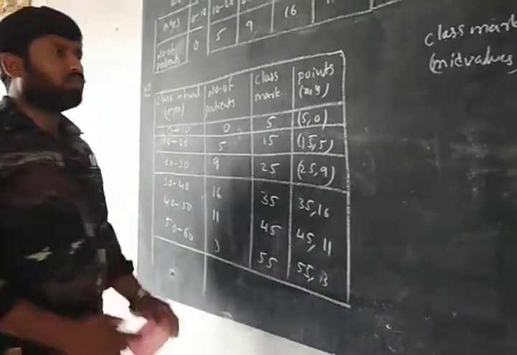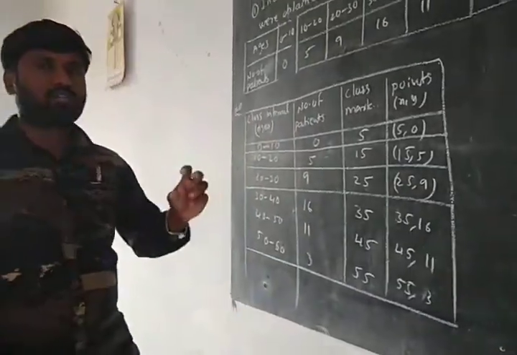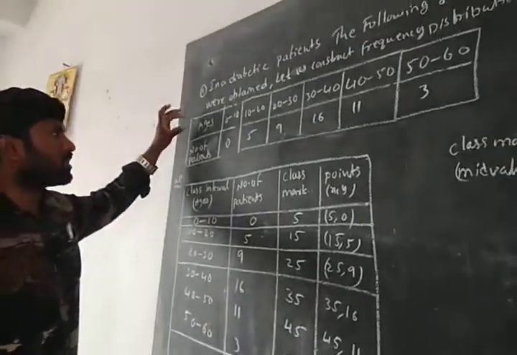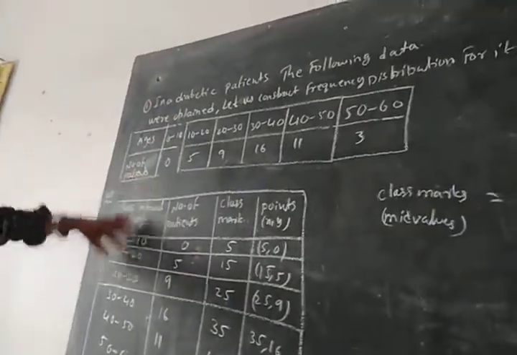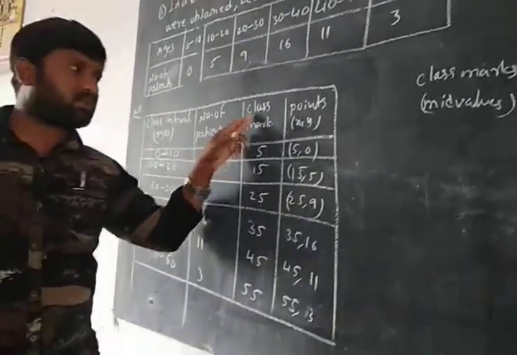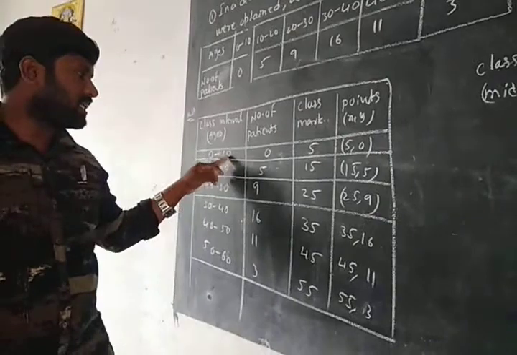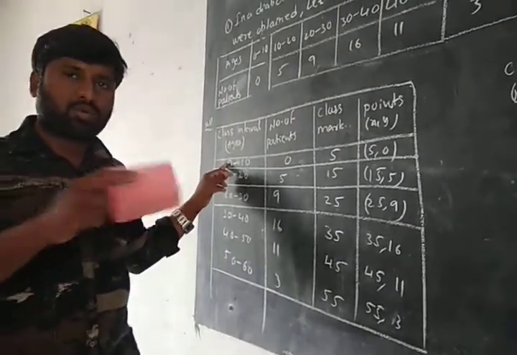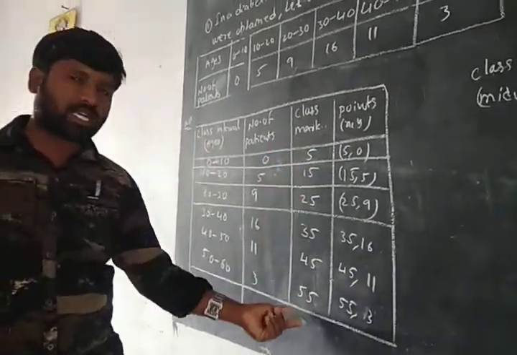Okay, so we get like this. Okay students, so this is the question I took. These are the class intervals and this is the frequency. How did I get the class marks? By upper class limit plus lower class limit by 2, I get the class marks like this.